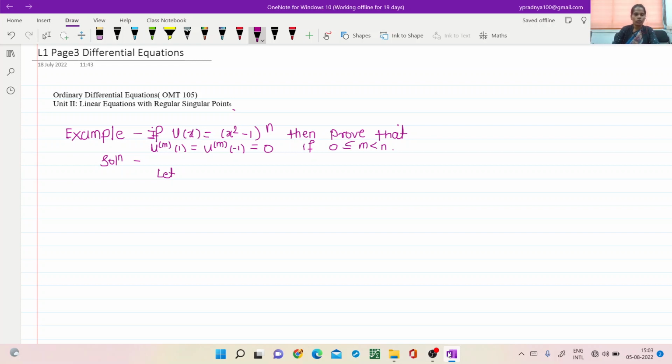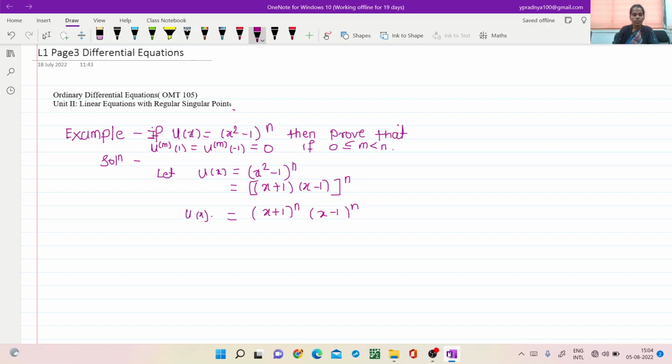So the solution of this example is, here we have given that u of x is equal to (x square minus 1) raised to n. This can also be written, using the formula a square minus b square, as (x plus 1) into (x minus 1) whole raised to n. Using the law of indices, this can be written as (x plus 1) raised to n into (x minus 1) raised to n. So our u of x is equal to this.